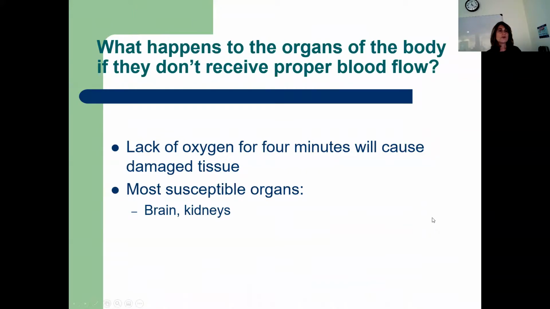What happens to the organs of the body if they don't receive proper flow? And then it gives you the answer to the question. It says lack of oxygen for 4 minutes will cause damaged tissue. That's not a very long time. So the most susceptible organs are the brain and the kidneys. So it's not the heart. The heart can go about 10 minutes before it stops working. But after 4 minutes, brain tissue starts to die, and then the kidneys shut down and don't do well.